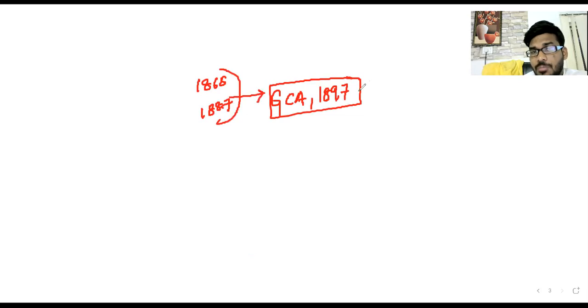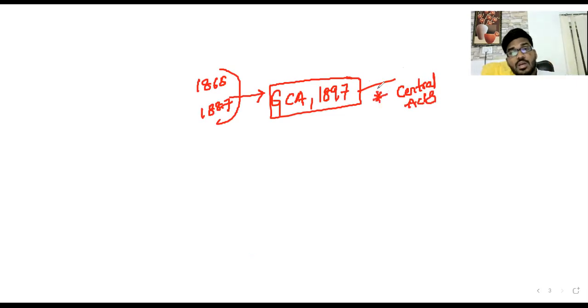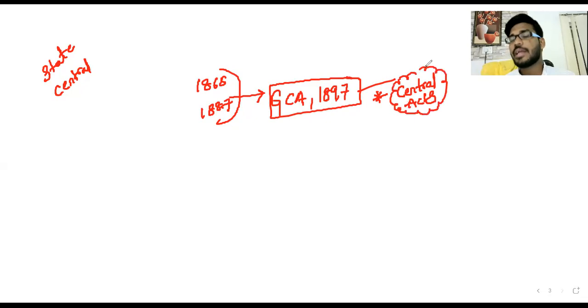This act is applicable to the whole of India. For what? It is applicable to central acts. Acts are generally of two categories: state acts and central acts. State acts are passed by the state assembly; central acts are passed in Parliament. This act is applicable only to central acts, not to state acts. It came into force on 11th March 1897 onwards.